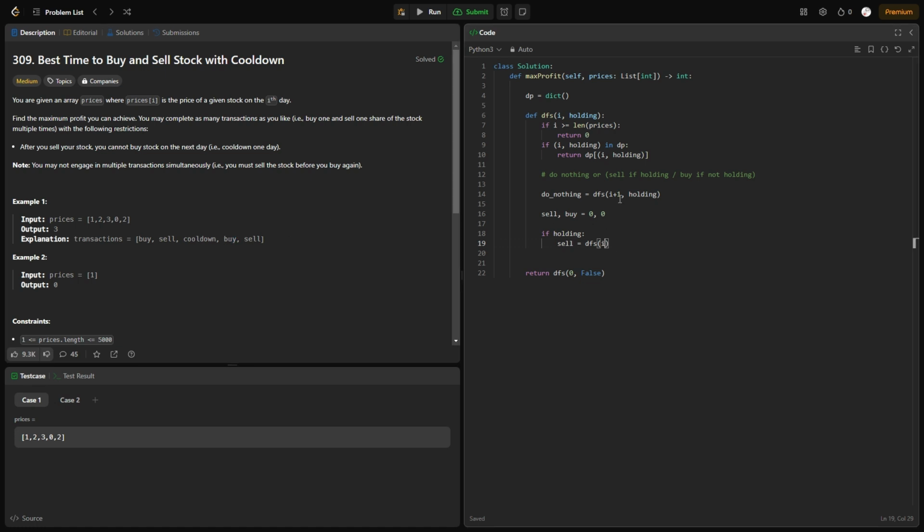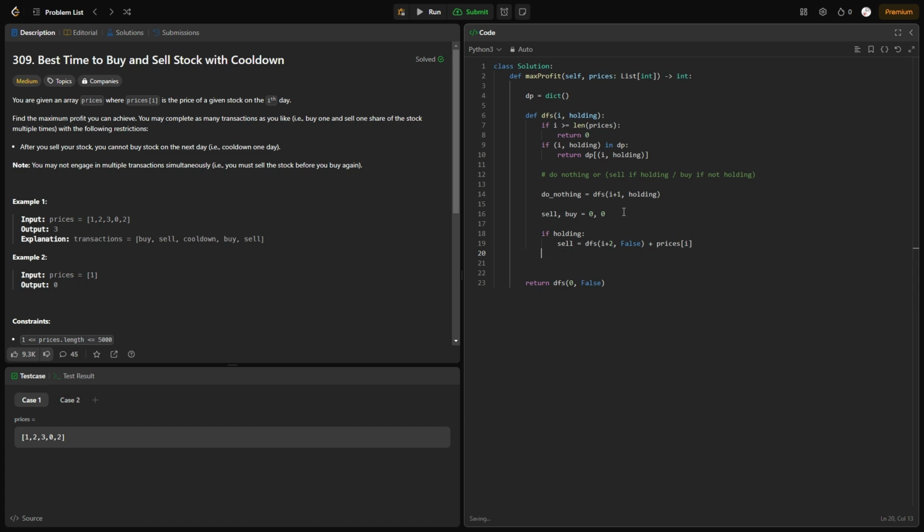So we can do DFS on I plus 2. And on that day, we're allowed to buy the stock. So on that day, we're no longer holding. So holding is going to be false, which means we can buy on the I plus 2th day. And after selling the stock, we're going to gain the money that the stock is currently worth, which is going to be prices at I.